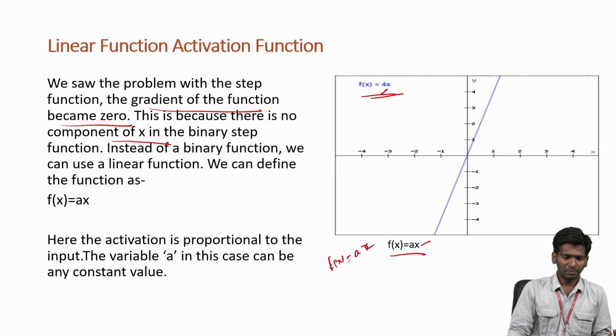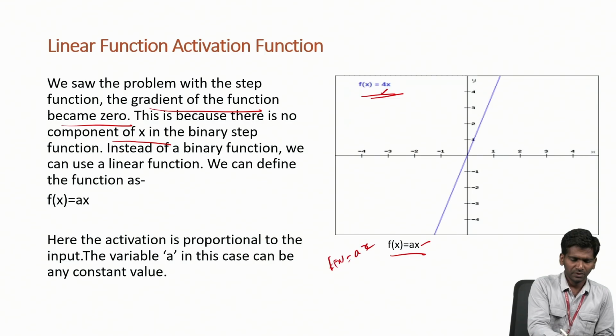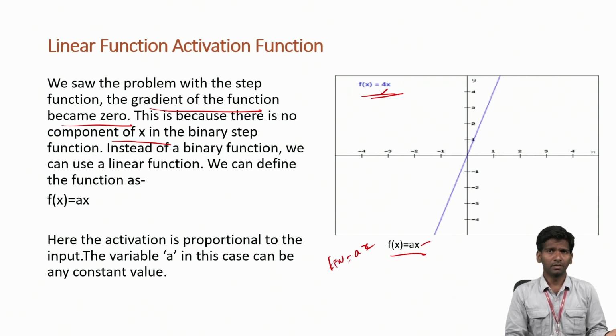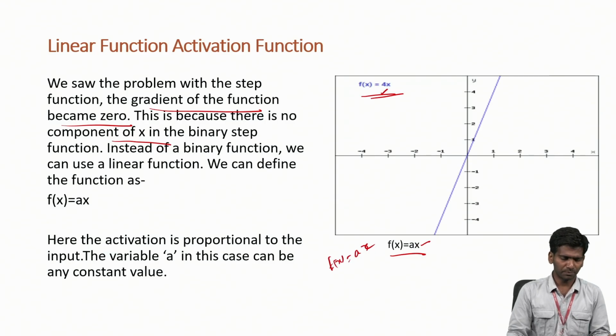By using this activation function, we can overcome the gradient of the function becoming 0. If the gradient becomes 0, what happens? The neuron couldn't process the information and the output cannot be extracted, right? So that is the problem. That problem came in the step function, and now we are overcoming it here.